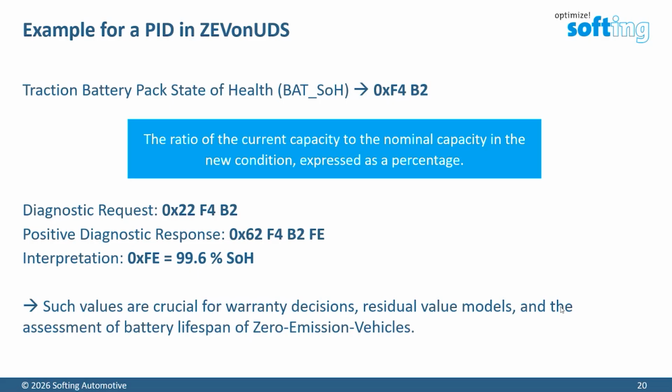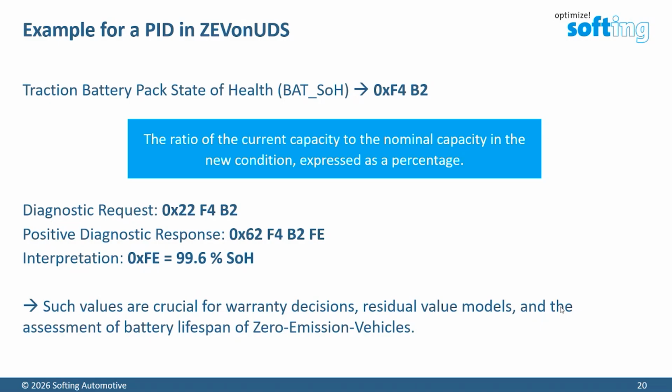In the positive response, we have the service ID 62 because we add plus 40 according to UDS rules. Then we just mirror the DID F4B2 and FE, that's the actual value. And the interpretation of this value gives us 99.6% for the state of health. And such values are crucial for warranty decisions, residual value models, and the assessment of battery lifespan of zero-emission vehicles.